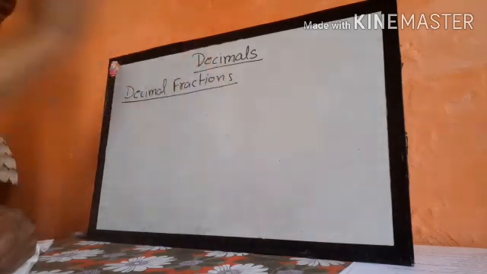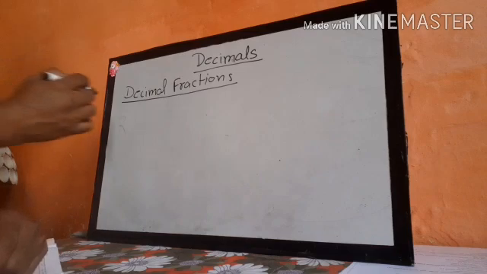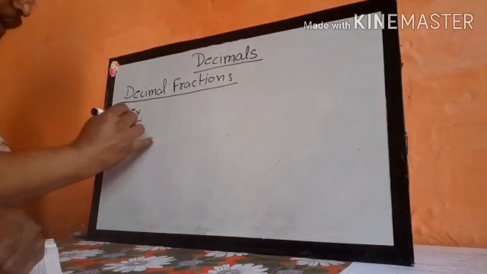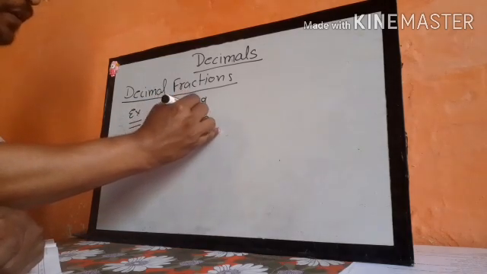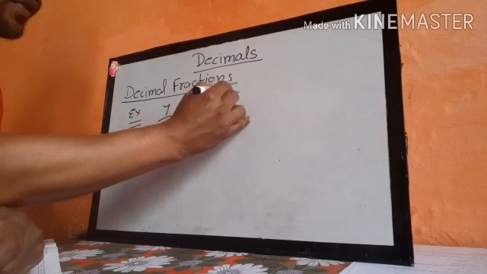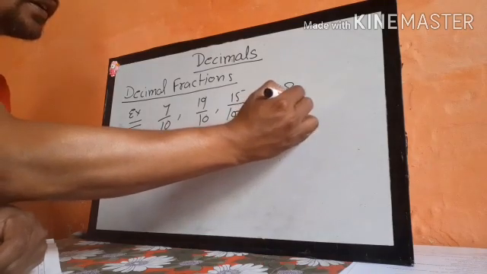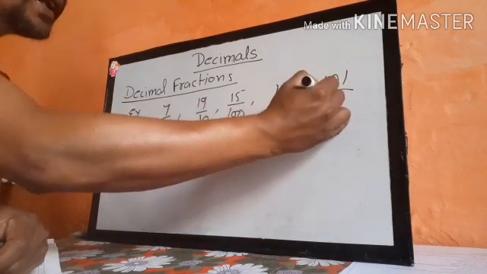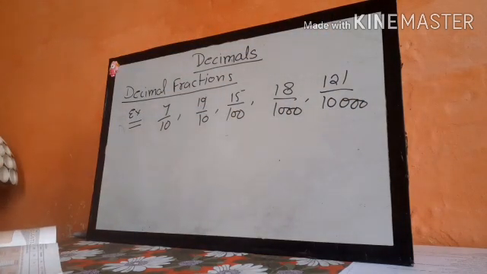What are these kinds of fractions? The fractions in which the denominators are 10, 100, 1000, etc. These kinds of fractions are known as decimal fractions. For example, 7 upon 10, 19 upon 10, right? 15 upon 100, 18 upon 1000, 121 upon 10,000. Such fractions are known as decimal fractions.